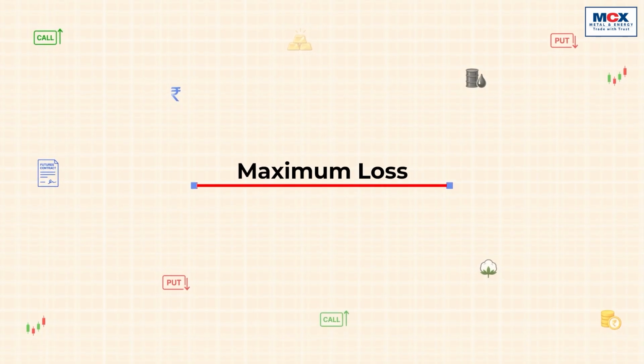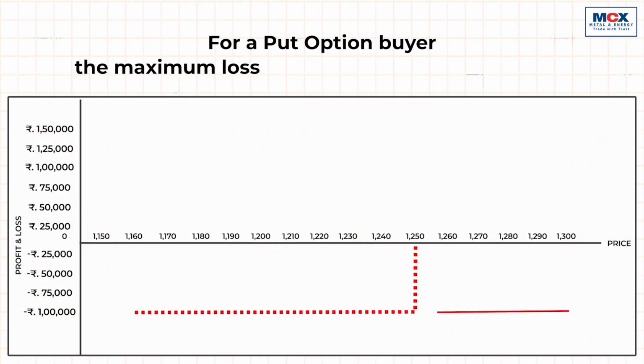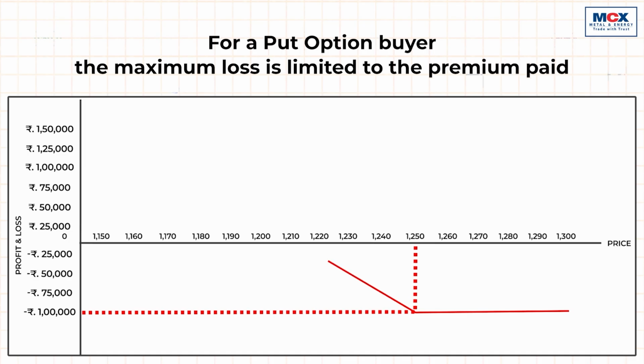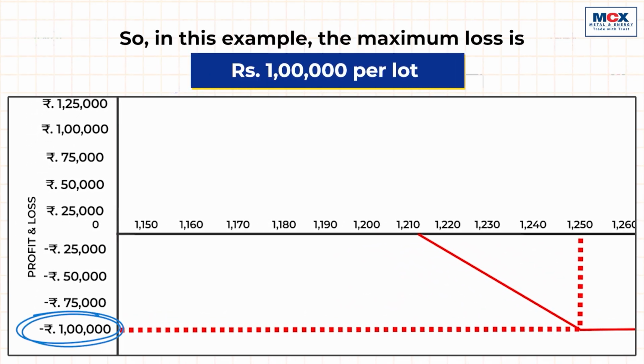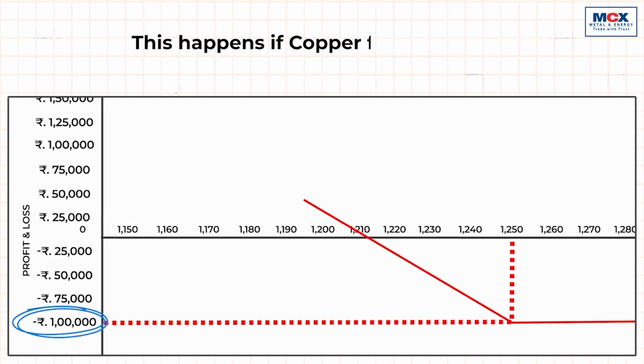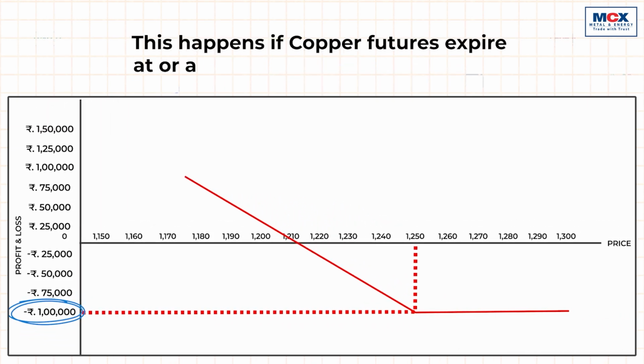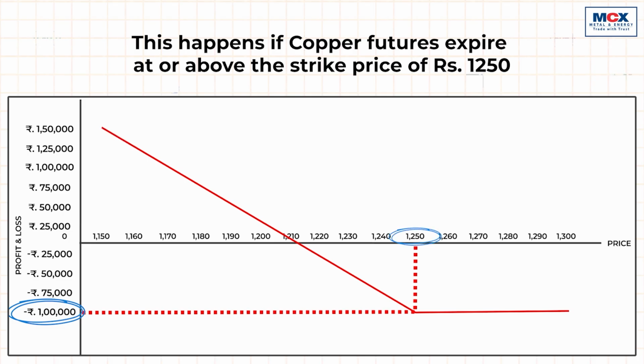Maximum loss. For a put option buyer, the maximum loss is limited to the premium paid. So in this example, the maximum loss is Rs 1 lakh per lot. This happens if the copper futures expire at or above the strike price of Rs 1250.